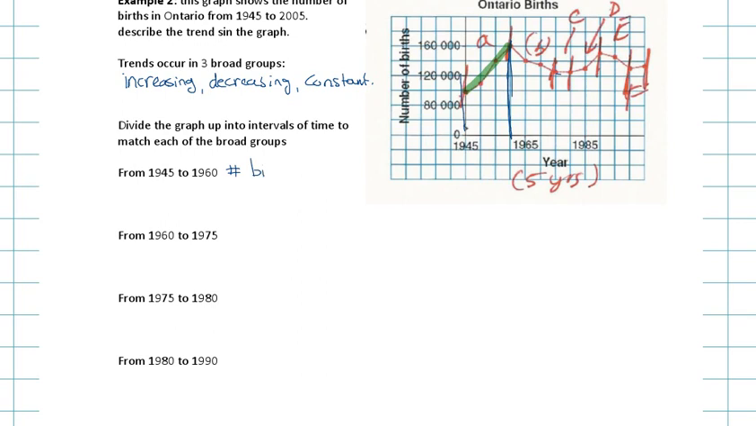So the number of births rapidly increases to a maximum of 160,000 in 1990.